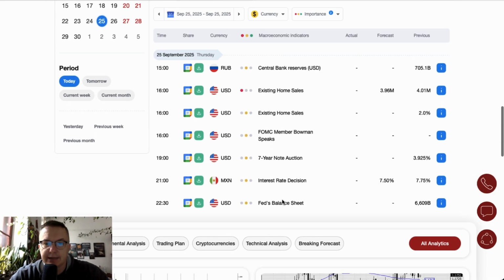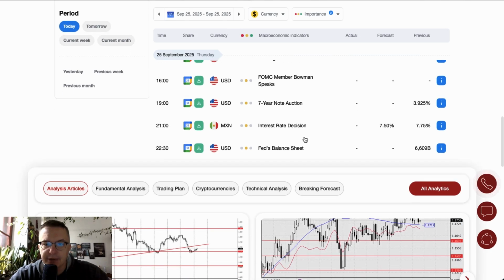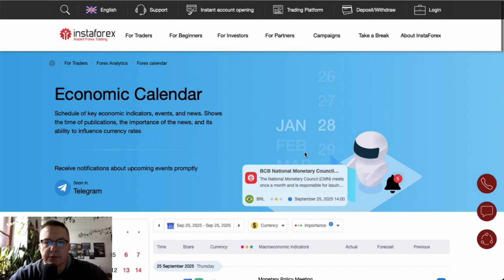FOMC member Williams will give a speech at 3 o'clock. At the same time, we got the existing home sales data scheduled for release. Then we have the FOMC member Bauman will give a speech at 4 o'clock. At 7 o'clock, 7-year note auction. And then at the end of the day, Fed's balance sheet data scheduled for release at 10:30. So without any further ado, let's switch to the charts.